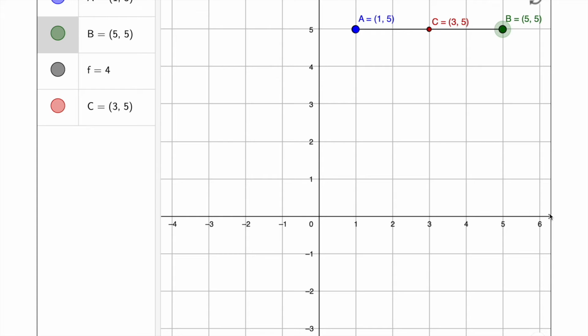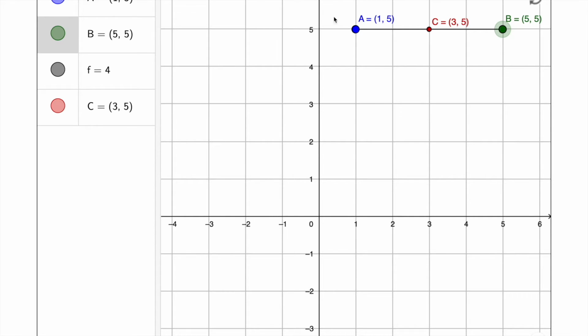I'm going to show you how to find the midpoint of a line segment. As you can see, I'm going to use GeoGebra to demonstrate. Here we have the line AB. A is at the coordinate 1, 5 and B is at 5, 5. This point C represents the midpoint of the line, exactly halfway between A and B.